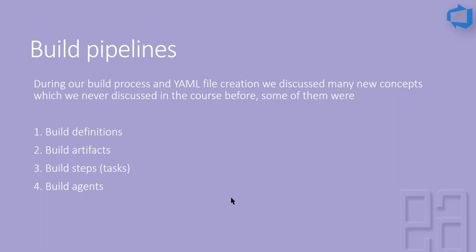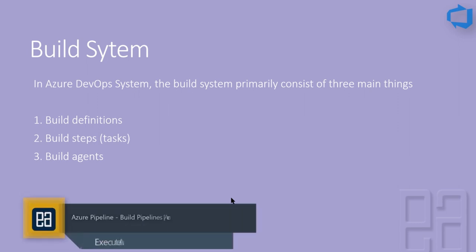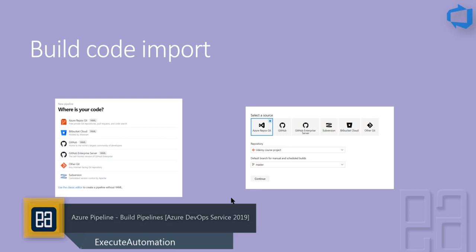These are some of the most important things that we discussed in our previous video while we were creating a new build, and also doing a kind of publishing, but we did not discuss these concepts yet. So in a nutshell, a build system in Azure primarily consists of three main things: the build definition, the build steps, and the build agents.